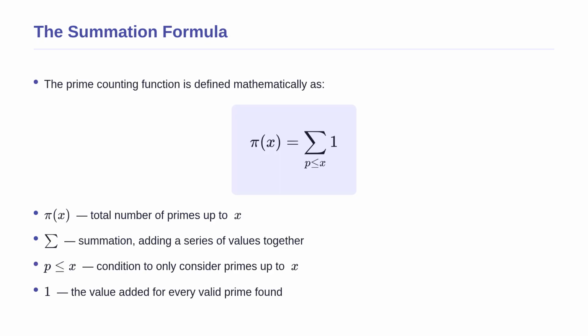This brings us to the mathematical formula for the prime counting function. It looks simple, but it is very powerful. The symbol pi of x represents the function evaluated at the number x. The large Greek letter sigma represents a summation, which means we are adding a series of values together. The condition underneath tells us that we only consider prime numbers, denoted by p, that are less than or equal to our chosen limit x. The number 1 inside the sum means that for every valid prime we find, we add exactly 1 to our running total. As x increases, the total only grows when we cross a new prime.